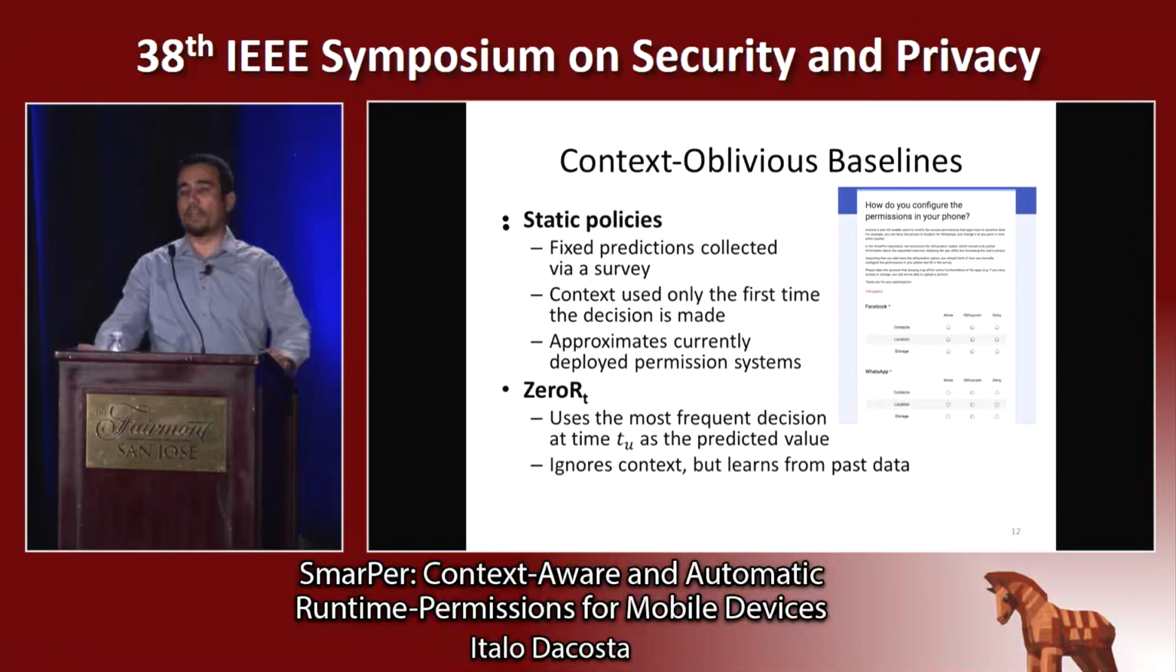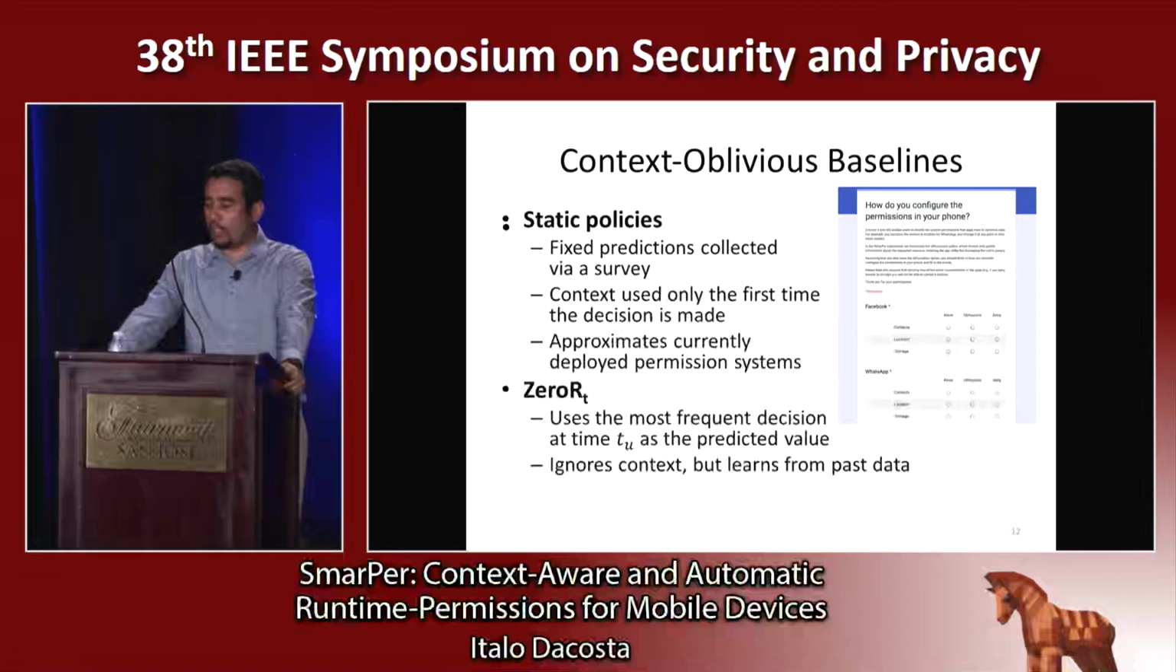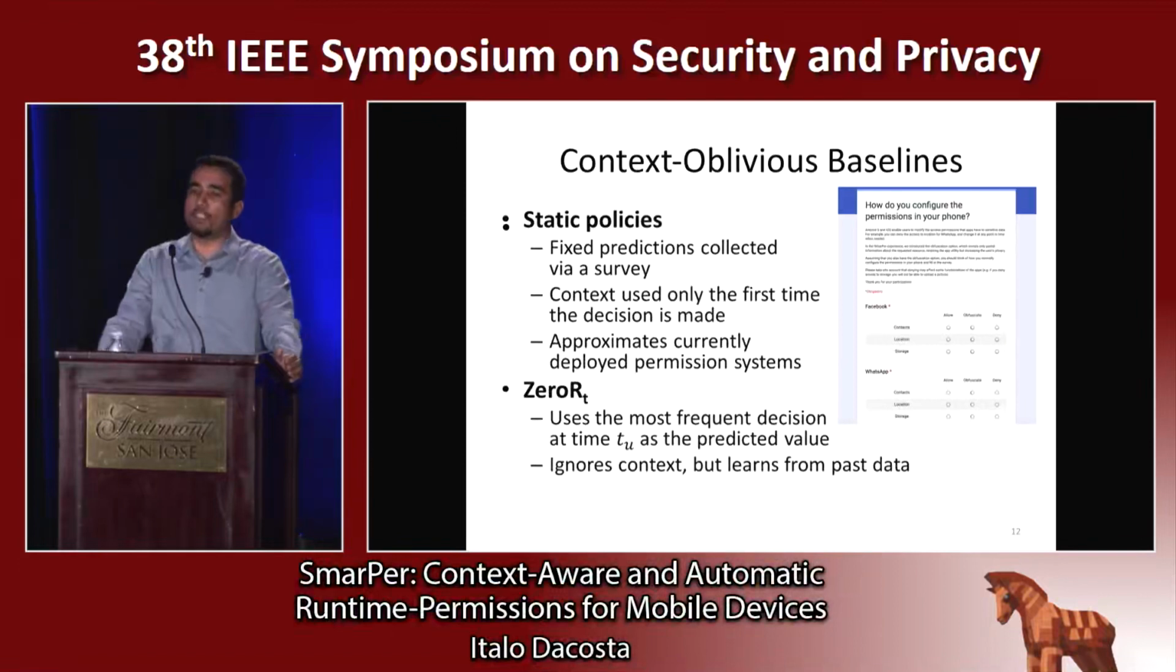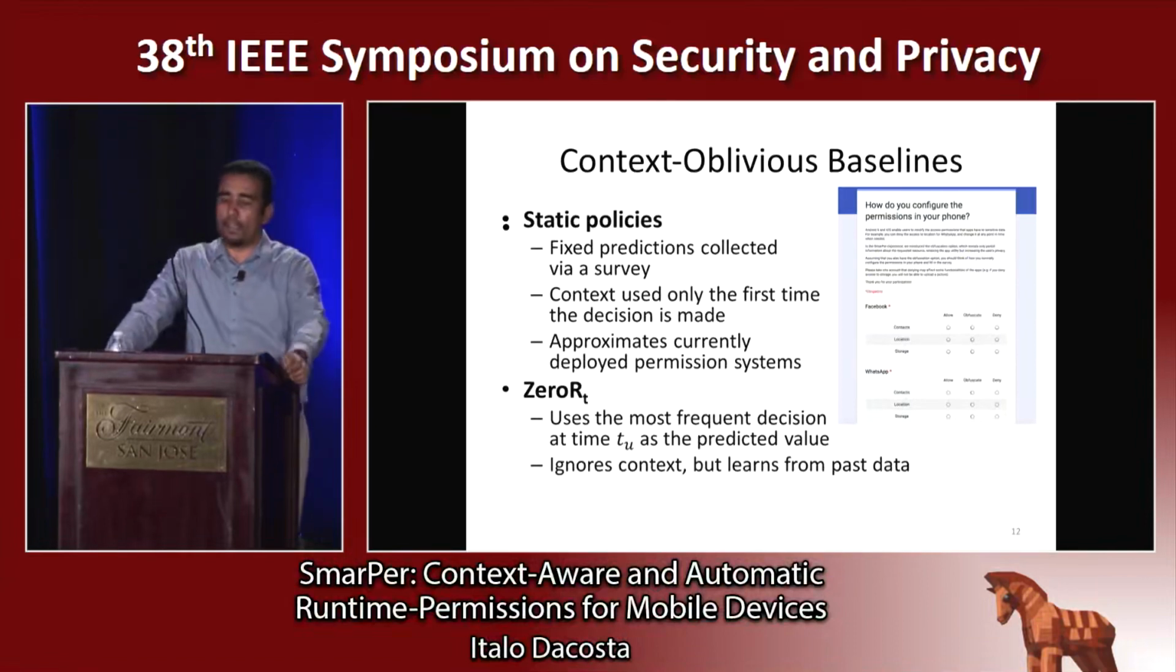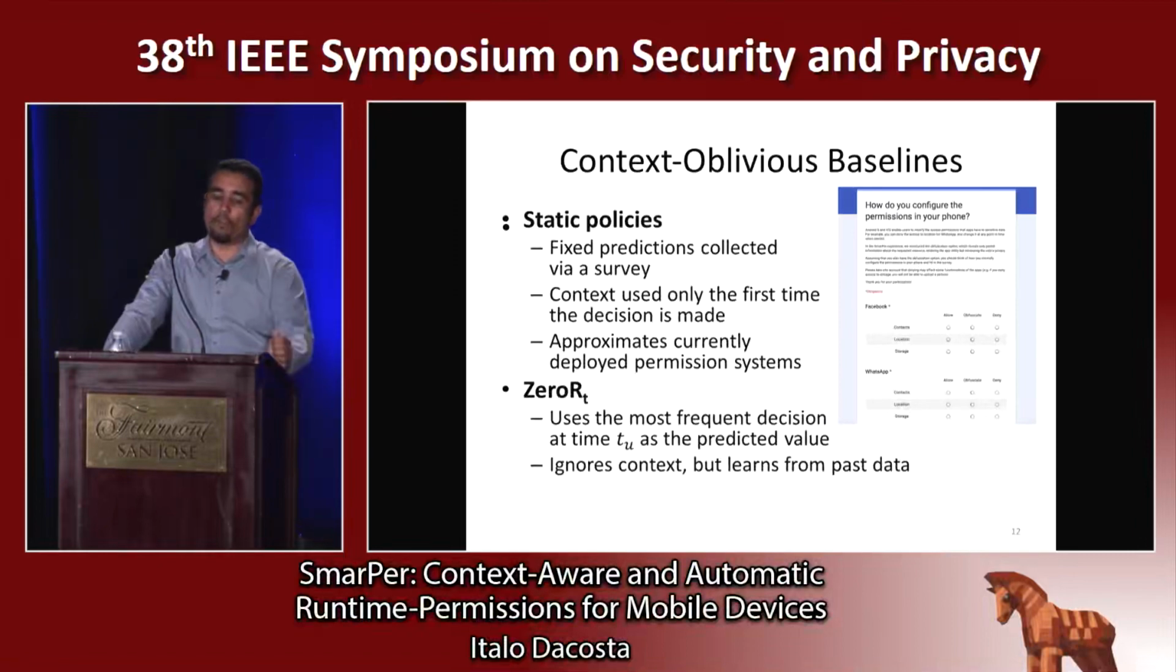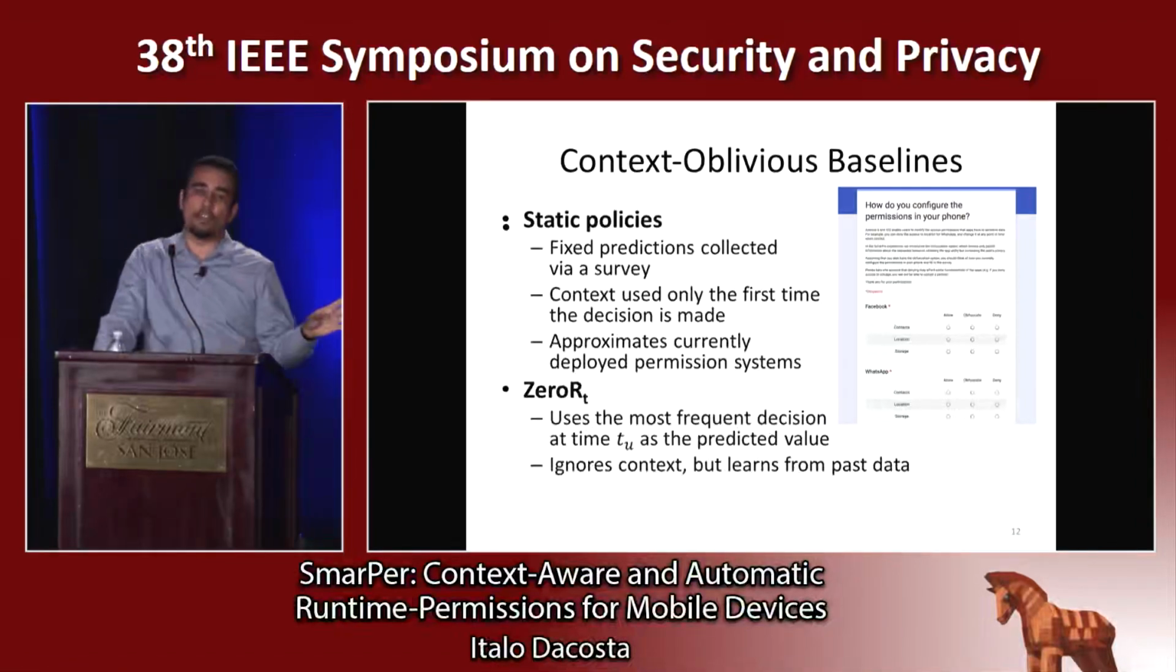We also consider 2 baselines. The first baseline we call static policies, and it's an approximation to how current permission systems work. And the second baseline, we call it 0RT, which is a simple model that will output as a prediction the most frequent level observed at time t. This is a model that does not take context into account, but takes into account previous decisions.